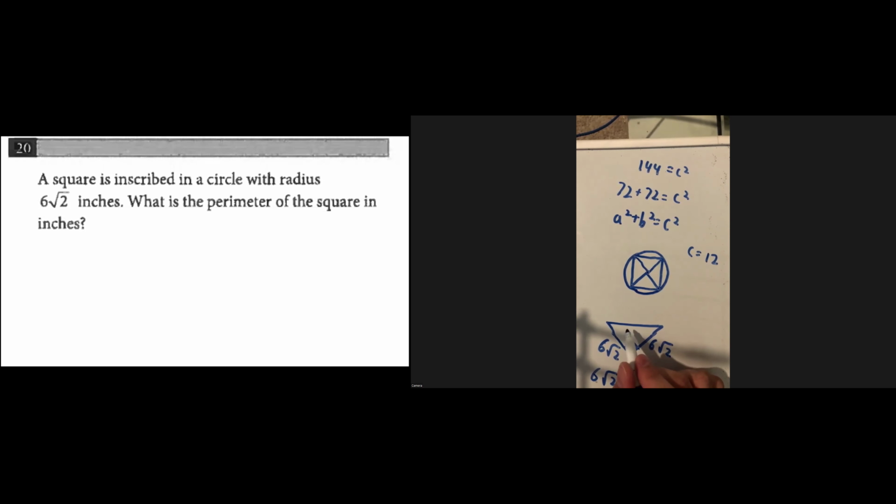Okay, so now we know that the side length of the square is 12, and it asks us what is the perimeter of the square. Well, since a square has all equal sides, it would just be 12 times 4. So 12 times 4 is equal to 48. So the correct answer is 48.